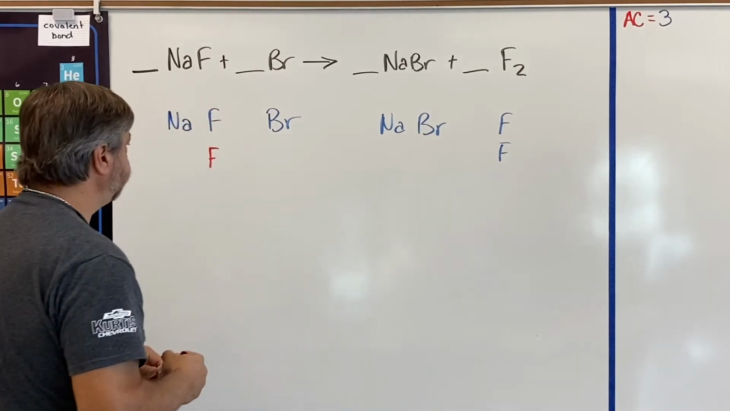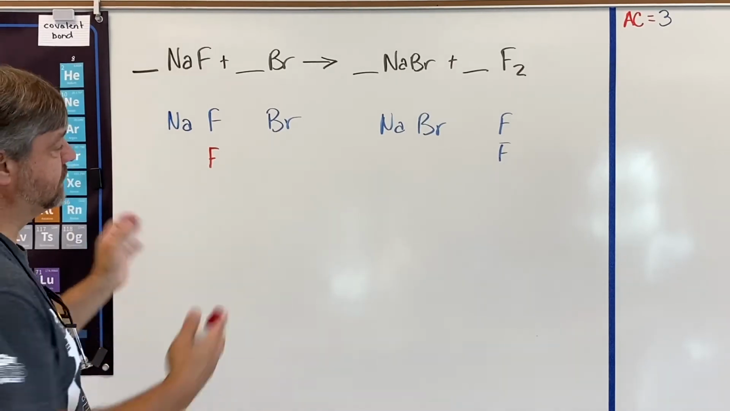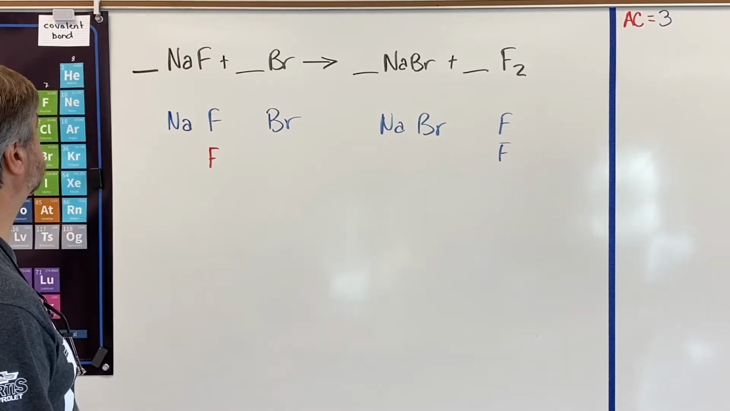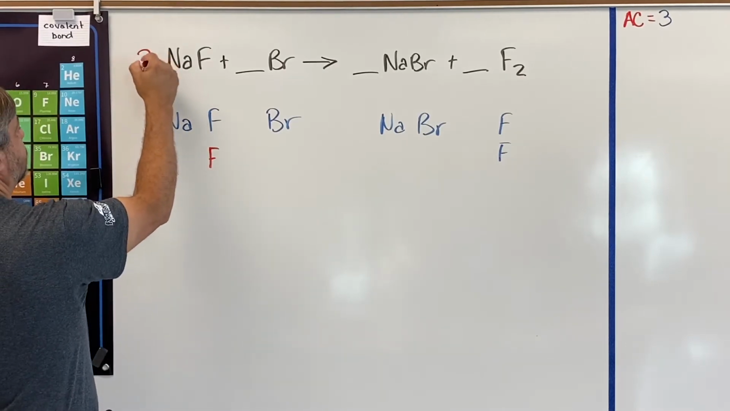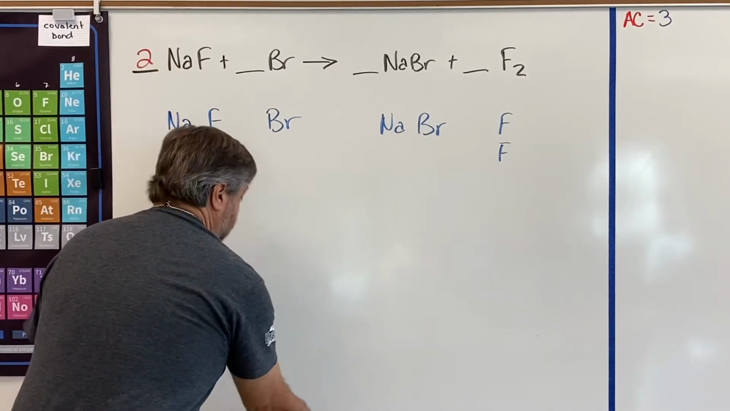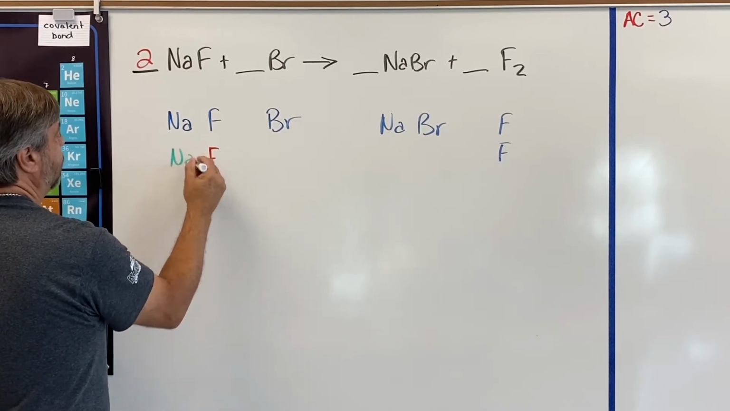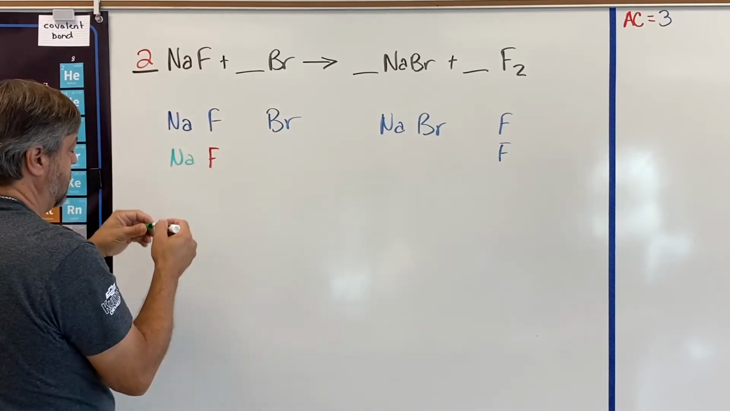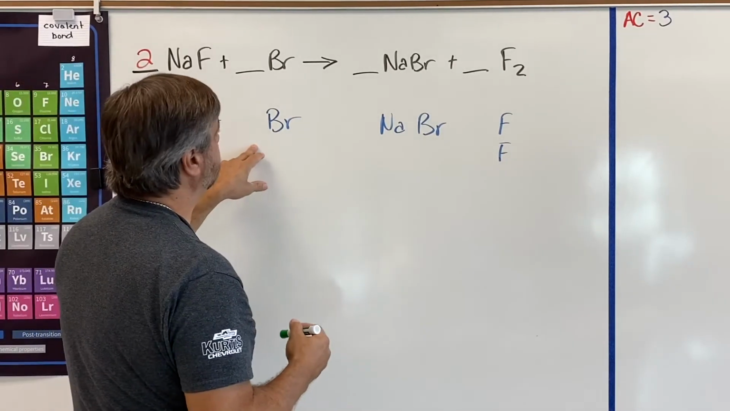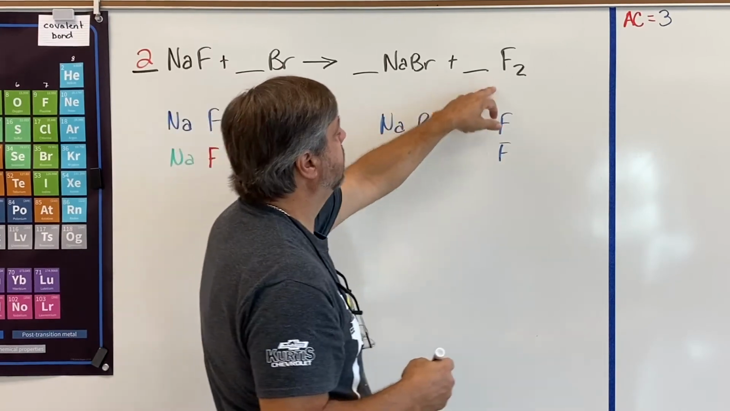All right, so that's it. It's that simple. All right, so what do I do up here? Let's see if it works out as simply as the initial visualization works out here. So to get this second F, I have to multiply this times 2. And that forces me to add an NA. So 2 times NA, there's my 2. 2 times F, there's my 2. All right, bromine stays the same. Sodium bromide stays the same. And I've got those 2.